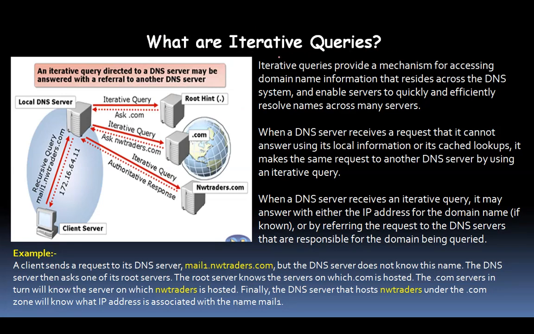Now next, what is an iterative query? So what will happen here? An iterative query provides a mechanism for accessing domain information that resides across the DNS system, and enables servers to quickly and effectively resolve the DNS name across many servers. For example, this is your client, this is your local DNS server, this is the root, this is your top level domain, and this is one more domain here, .com. So what will happen here? You should check what is happening.